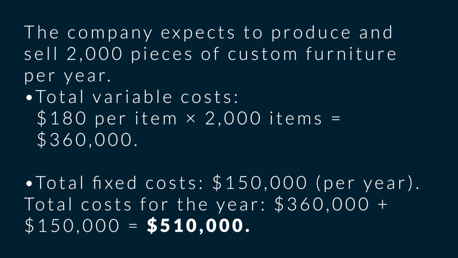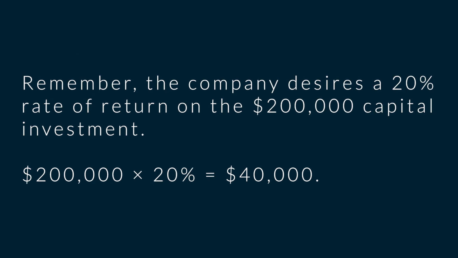In this case, the company produces and sells 2,000 pieces of custom furniture per year. That will make our total variable cost $180, remember, that was per item, times the 2,000. So that gives us $360,000, which means if we add that to our total fixed cost, which was $150,000 per year, then our total cost for the year is $510,000. Remember, the company desires a 20% rate of return on $200,000 capital invested.